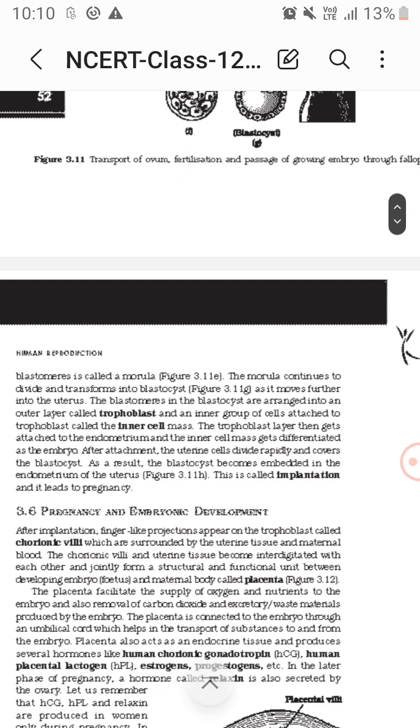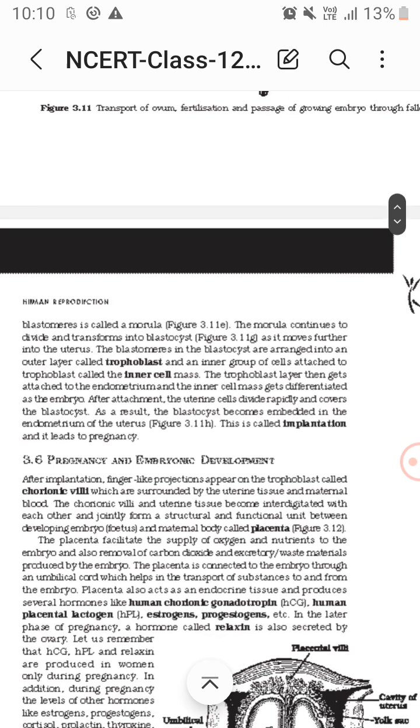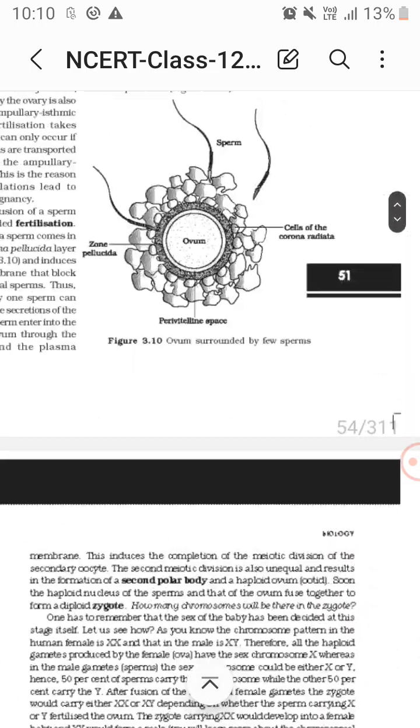Then it forms the blastocyst, and the blastomeres in the blastocyst are divided into trophoblast and inner cell mass, right? Then there is implantation, that is, the blastocyst becomes embedded in the endometrium of the uterus. Implantation leads to pregnancy.